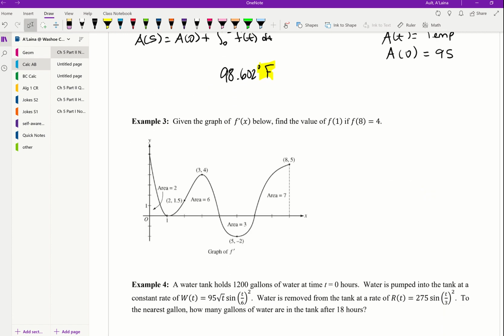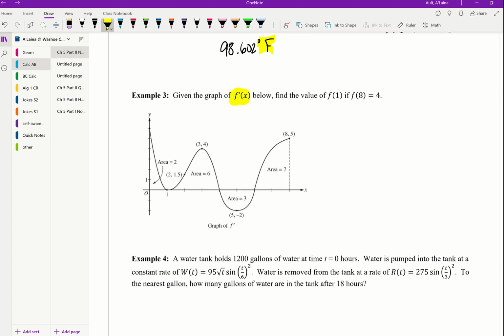All right, number 3, this is a graph of f prime. And I want to find a value of f of 1. Well, if you just look at the graph, hopefully it makes sense that if you're trying to find stuff about f and you're given f prime, you would need to integrate. And remember, when we integrate something, we're using the area model. And we're accumulating area from left to right.